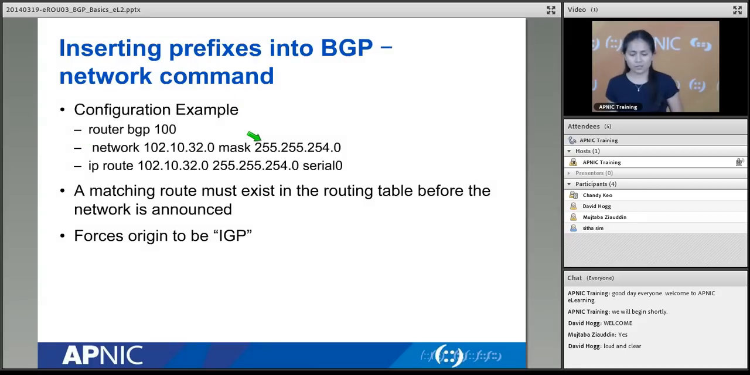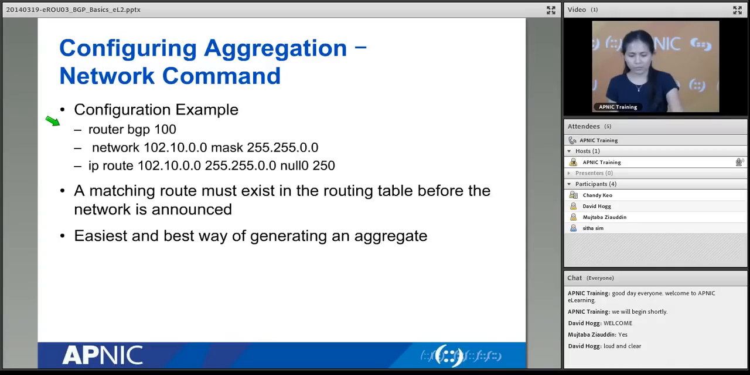This is /23. Okay. And then you need to add a pull-up route. So IP route, for this same prefix, it goes to a specific interface, in this case, serial 0. Okay, so that's pretty much how it works.